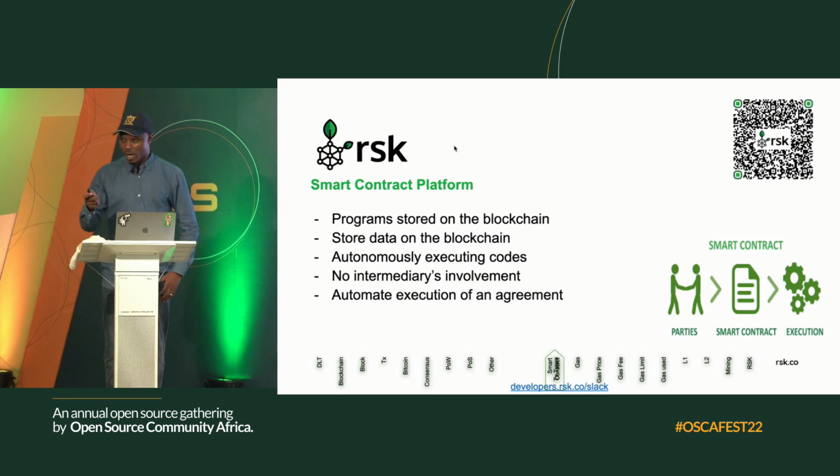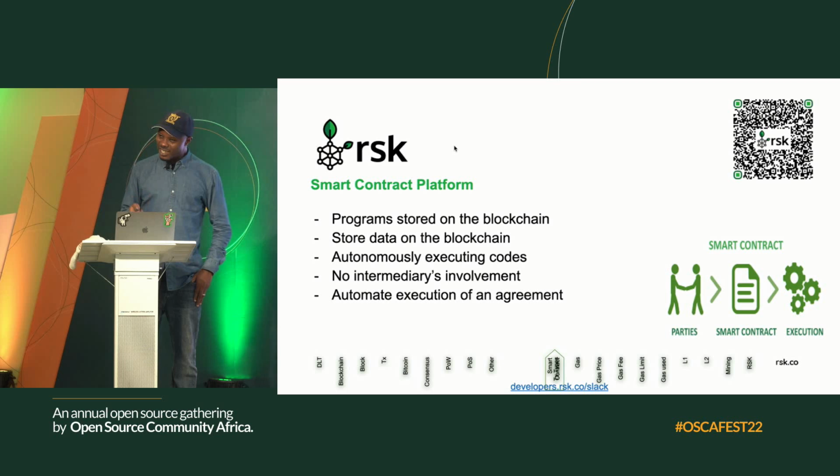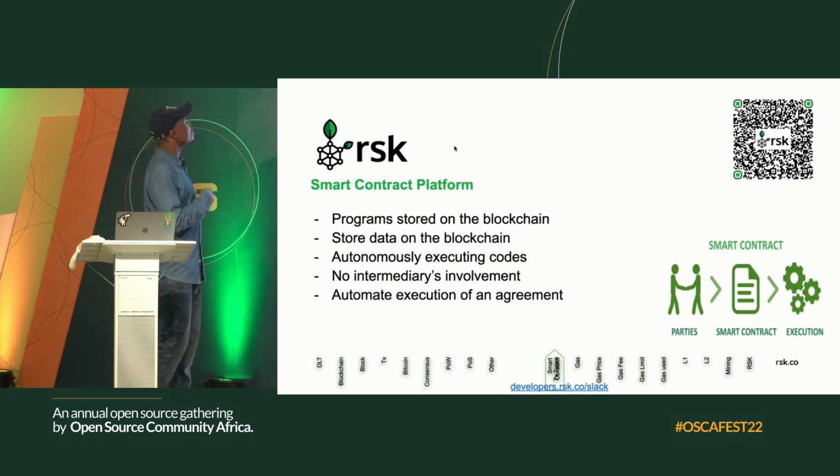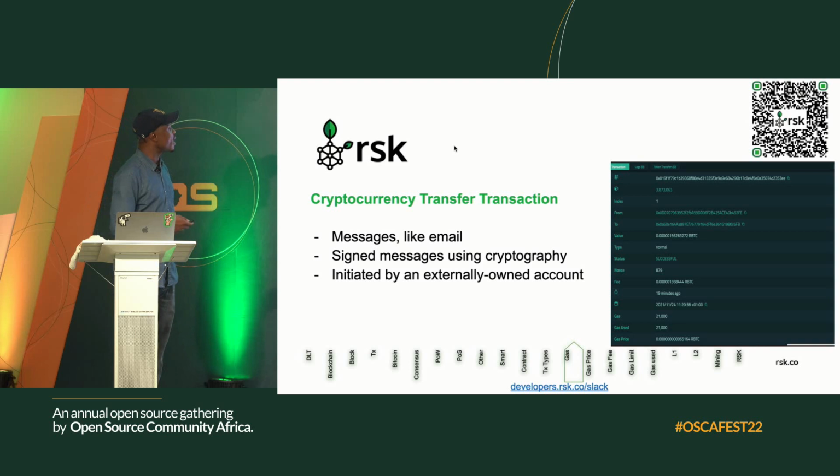So remember we've talked about transactions, how transactions are very important to the blockchain. Now let's look at different types of transactions. Not all transactions are the same, and you can achieve different things using different transaction types. These are some of the transactions, and we'll take a look at them. The first type is called cryptocurrency transfer transaction.